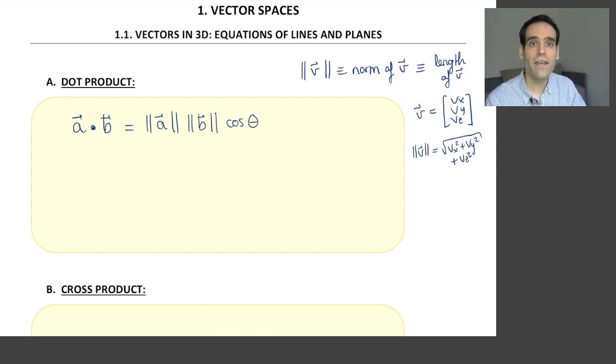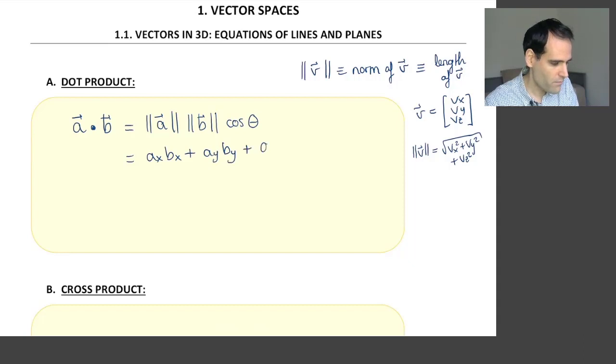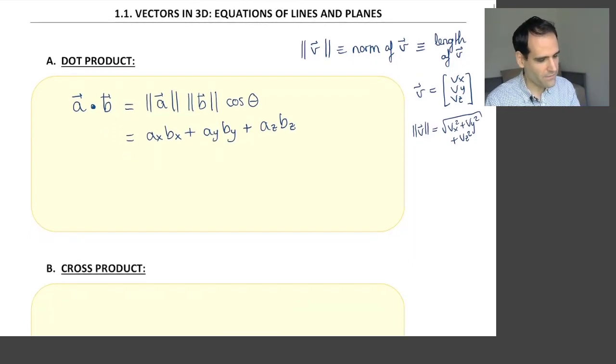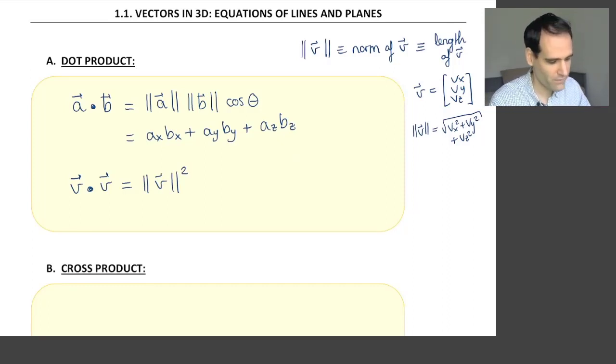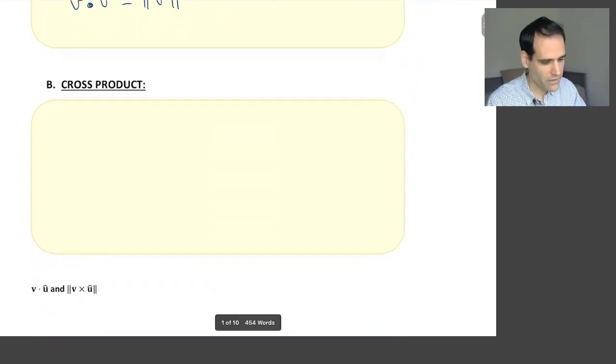But you know there's another way to calculate it, which is multiplying the components: the first component of A times the first component of B, plus the second component of A times the second component of B, plus the third component of A times the third component of B. And this is the dot product. And if you notice, if you do the dot product of a vector with itself, the result is the length of that vector squared, because you get Vx squared plus Vy squared plus Vz squared. Okay, next, the cross product.